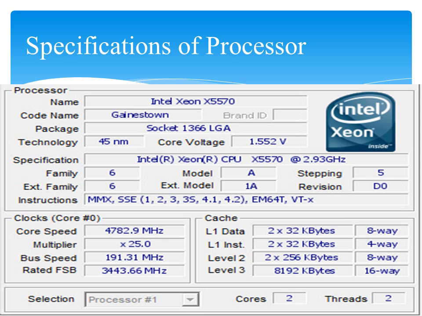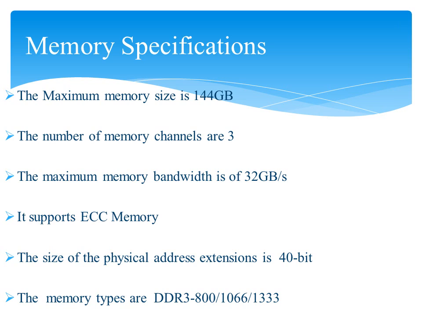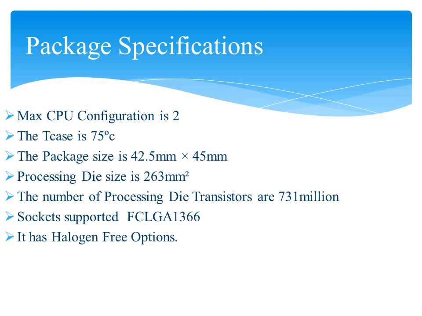The code name given to the Intel Xeon X5570 is Gainestown. Here we can also see the clocks and cache details. Coming to the memory specifications, it has a 144 gigabytes maximum memory. The number of memory channels is 3, with 32 gigabytes per second maximum memory bandwidth. It supports ECC memory. The size of the physical address extensions is 40 bit and the memory types are DDR3 800, 1066, 1333.